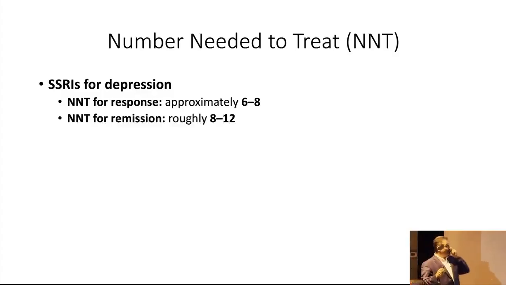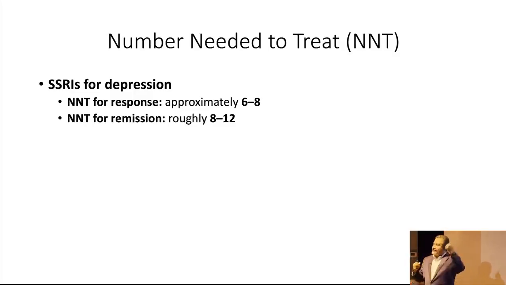NNT for remission is something like 8 to 12. And for response, what is the difference between response and remission? Response means that whatever depression you have been experiencing would be half. If you experience half of the depression that you had before, it's response. But if you have 0, then it's remission. So to have response, you need to treat at least 6 people. And to have remission, you need to treat at least 8 people. So the number is pretty high, right?